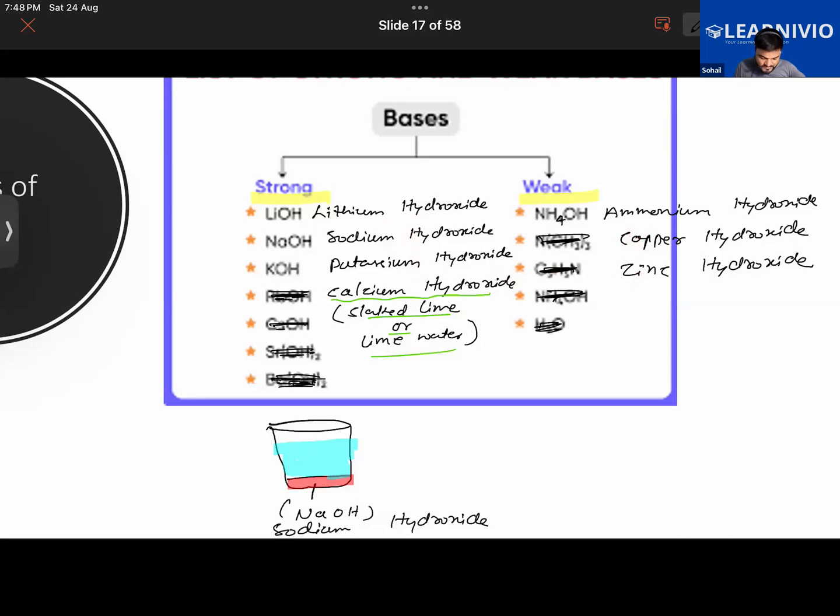Okay, sir. Now I'm trying to explain on what basis they are being classified as strong or weak. I will say just one simple statement: a strong base will completely break into charged particles, while the weak bases, upon dissolving in water, will not completely break into the charged particles. Is this statement clear to everyone? So for example, NaOH will completely break into Na plus and OH minus.